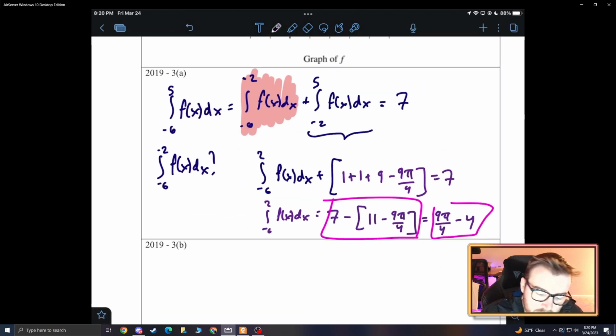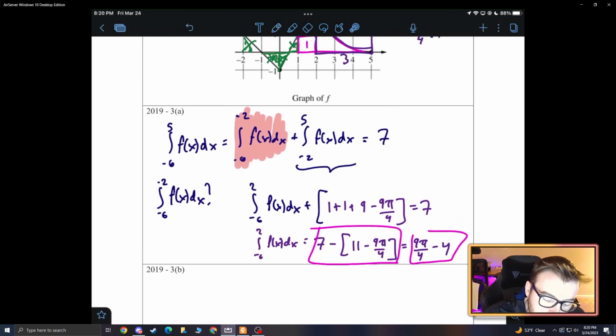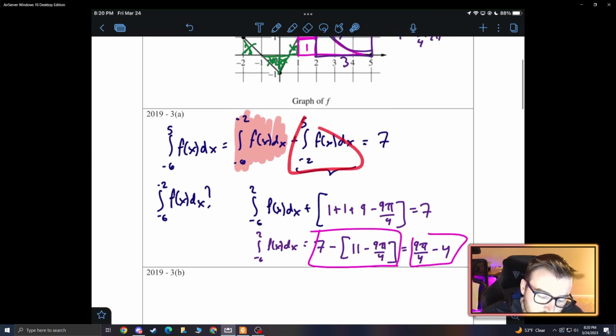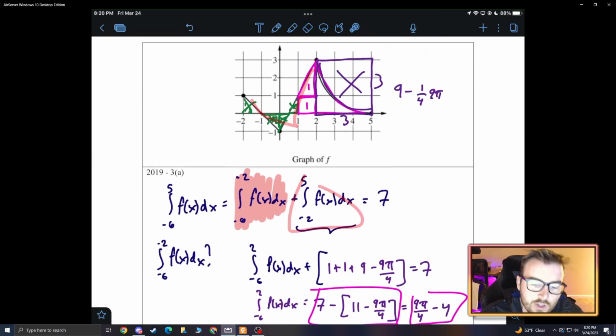So there's that one. That one's not too bad. It really boils down to properties of integrals, splitting it up, and understanding that an integral is the area under the curve.